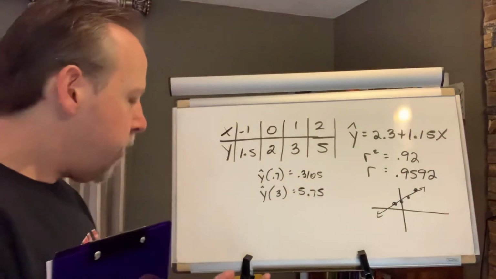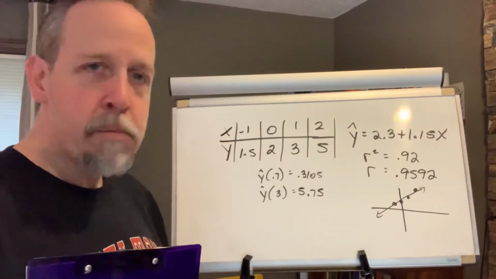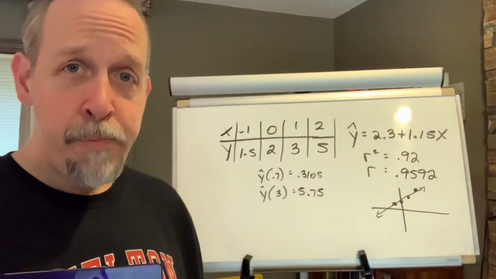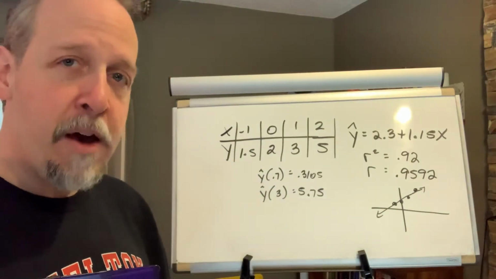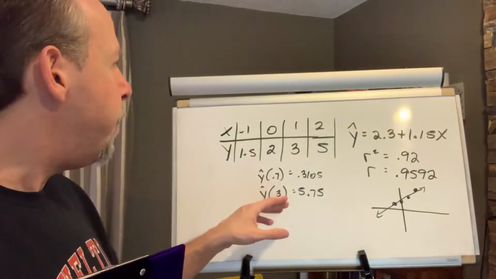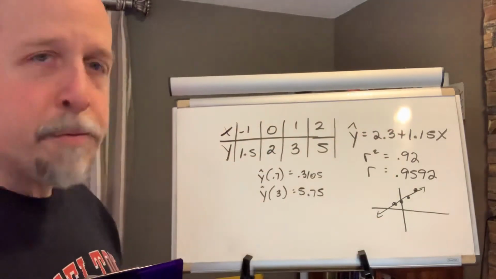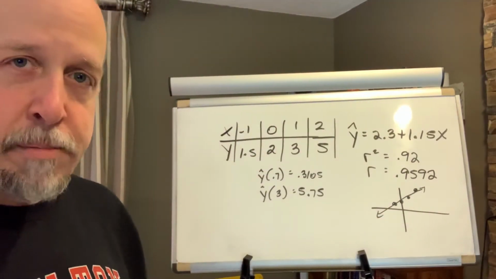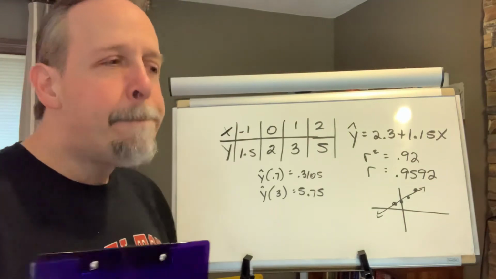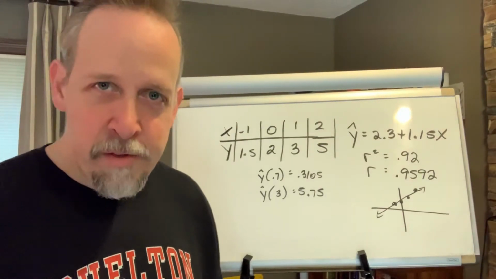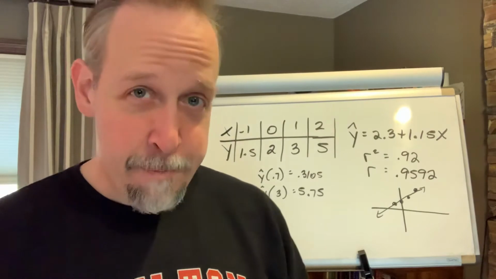Now, 0.7, well, that's within our domain. So 0.7 is an interpolation, and we can be fairly confident in it. 3 is just outside our domain, so it's an extrapolation, but it's pretty close to our domain, so we can probably have faith in it. But here's what we have to do every time.